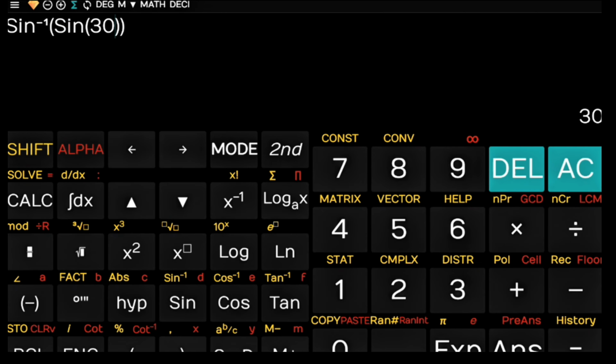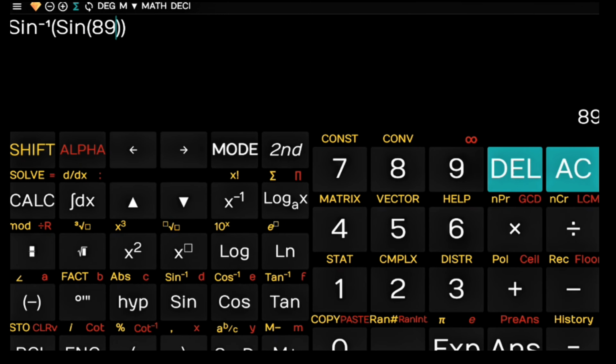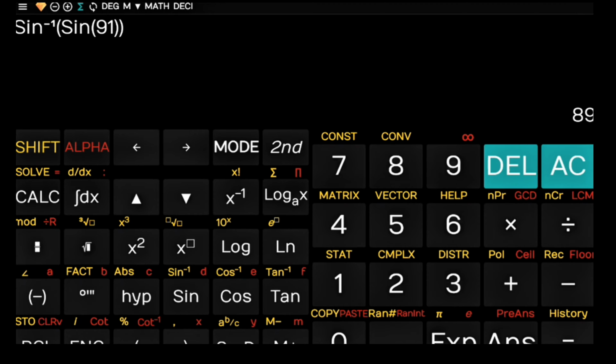We get 30. Okay, let's put in 89. We get 89. Let's place in 90. We get 90. Let's press in 91. I told you that your calculator was going to reduce it automatically. Let's place in 135. It's going to be 45.